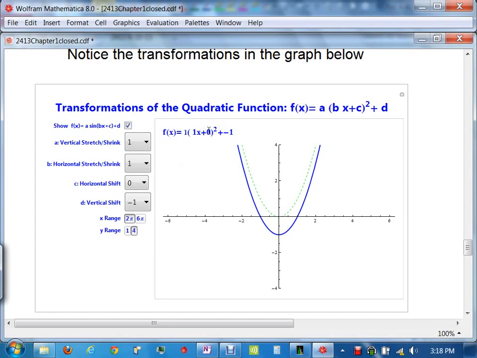Now let me change the number inside. So what would I do in order to move it to the left by 1? If I want to move this one right here to the left by 1, I would add 1, right? So I put a plus 1 inside. Plus 1 inside moves me to the left 1.